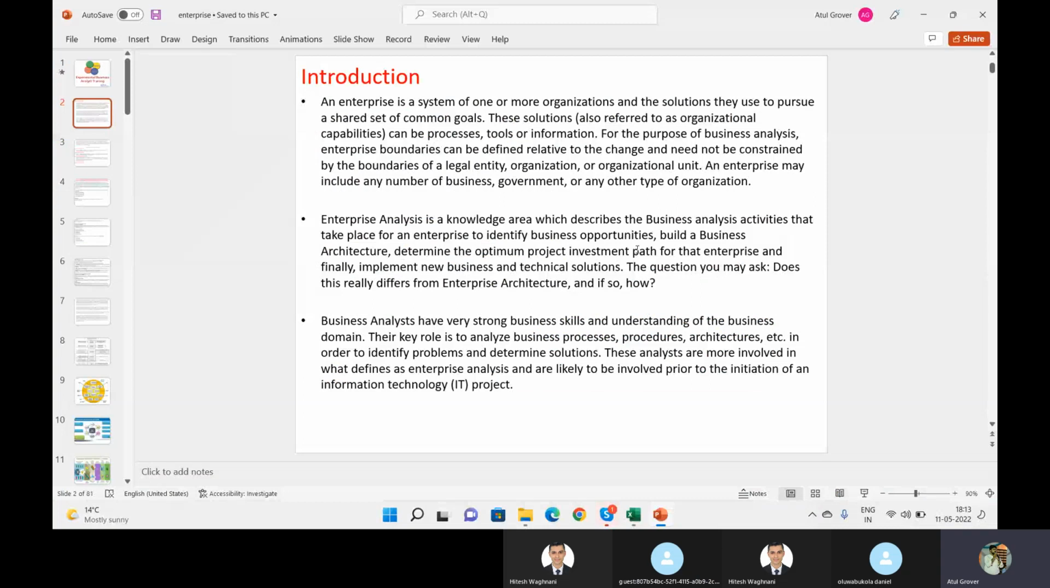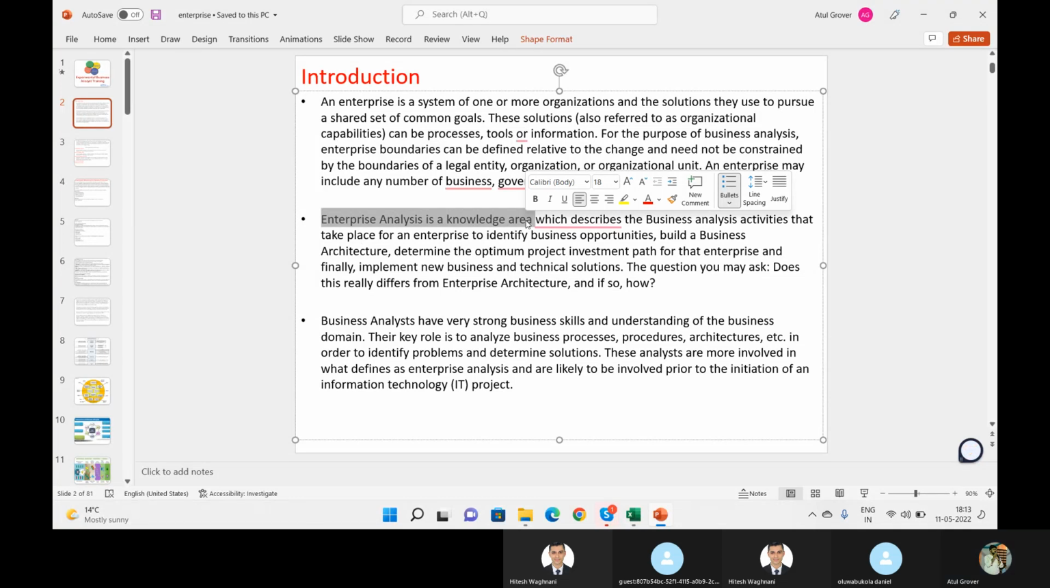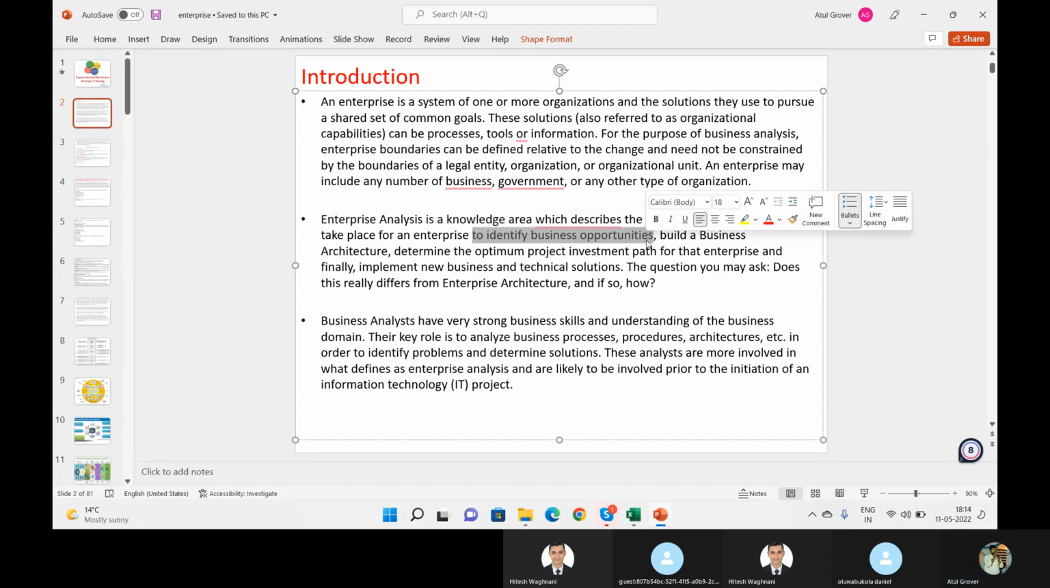So what we discussed is that enterprise analysis is a knowledge area which describes the business analysis activities that take place to identify the business opportunity. Like if I give my example, before I kicked off this training, I did the enterprise analysis.